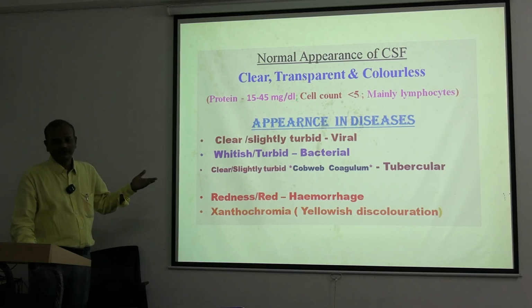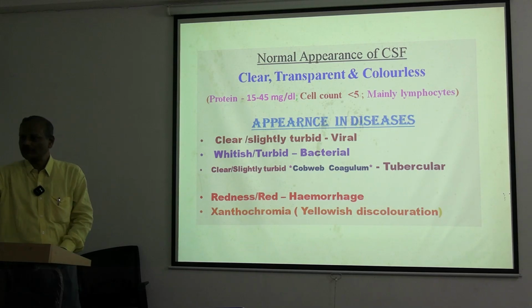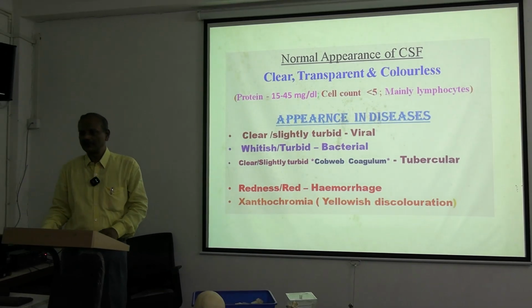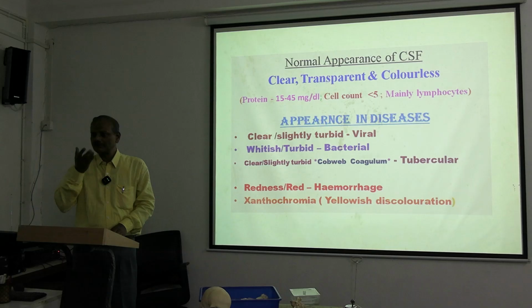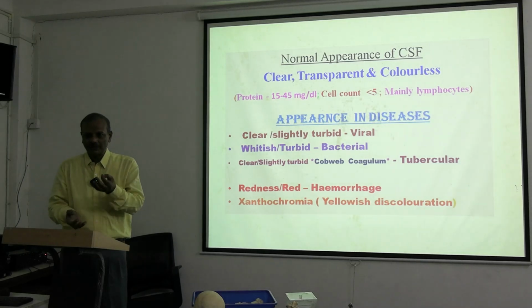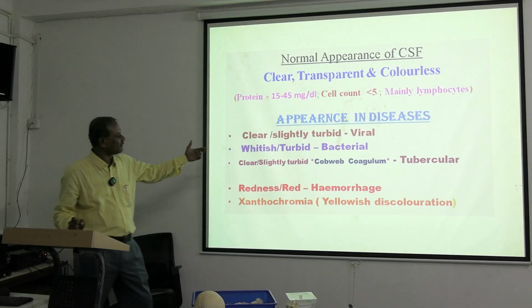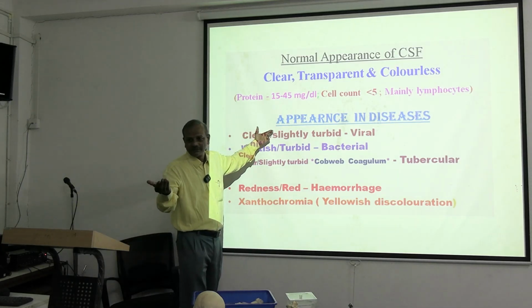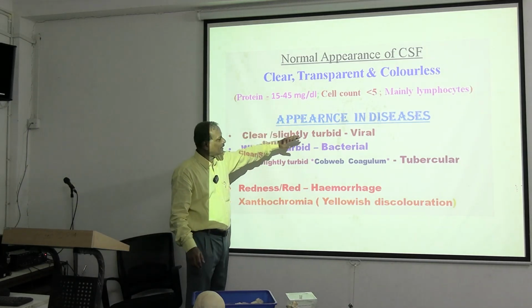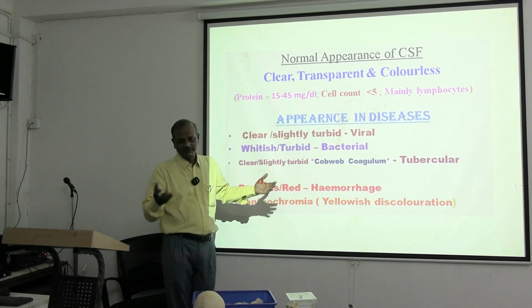Appearance in diseases. It can be clear, it can be slightly turbid. What I suggest to all of you, since you will not get a CSF sample so easily, whenever you suffer from any rhinitis or common cold, try to collect your own nasal fluid on the first day itself in a test tube and look at the appearance. That appearance will be just like viral, because it is a viral infection. You will get a color slightly turbid or clouding simply.